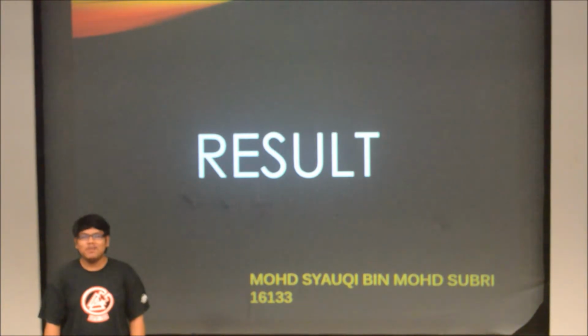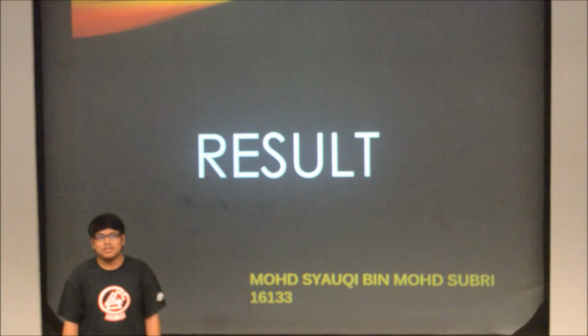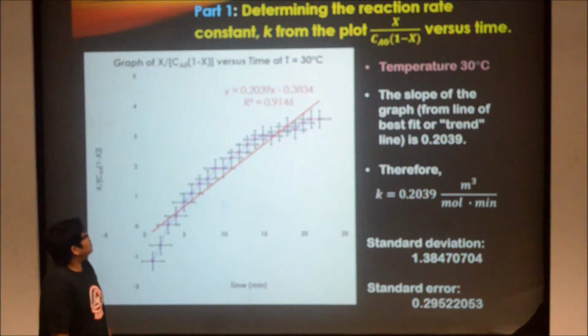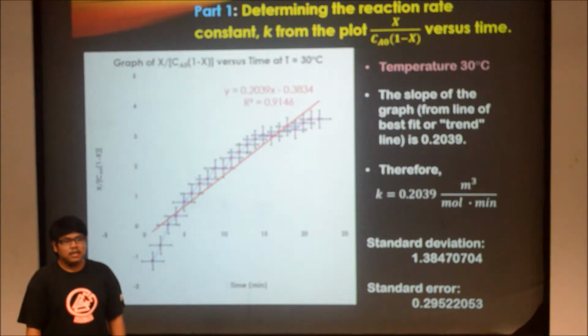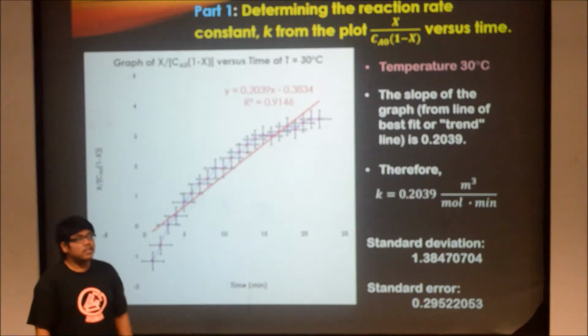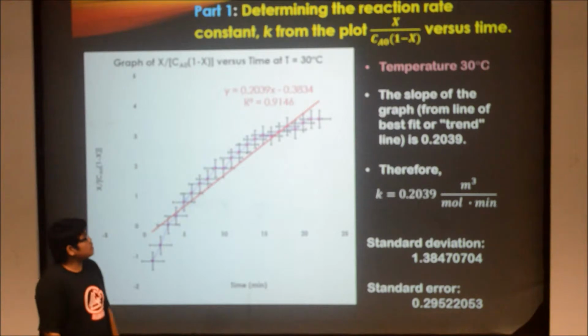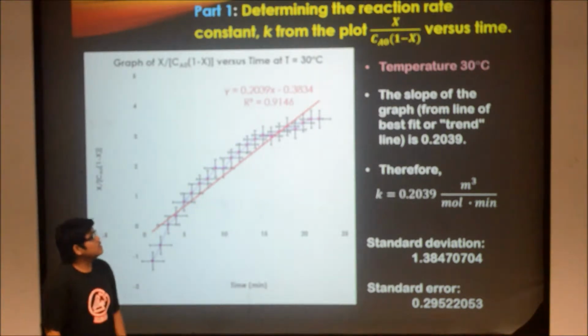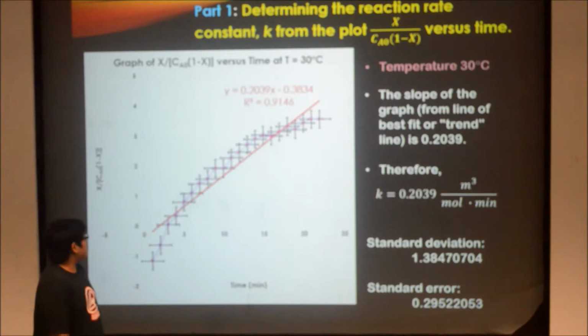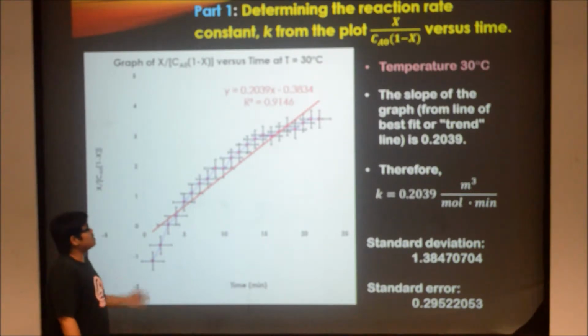Hello everyone, my name is Muhammad Shauki and I am going to talk about the results. Basically, we divided the results into two parts. Part 1 is to determine the reaction rate constant K from the plot of X over CA0(1 minus X) versus time. We basically have two temperatures. The first one is at 30 degrees. From the data at 30 degrees, we calculated X over CA0(1 minus X) and plotted it versus time, and we obtained a plot like this.